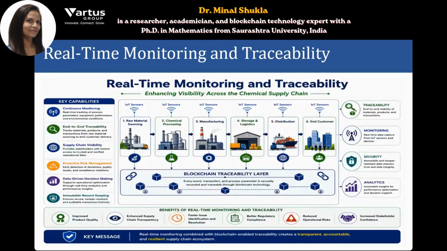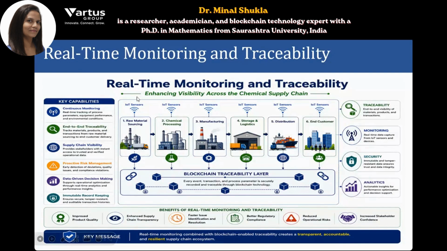So how will real-time monitoring and traceability come to this industry? Basically, continuous monitoring of data, tracking process parameters, equipment performance, and environmental conditions. End-to-end traceability means tracking materials, products, and transactions from raw material sourcing to end customer delivery. Supply chain visibility provides stakeholders with instant access to trusted and verified operational data, protective risk management, data-driven decision-making, and immutable record keeping.